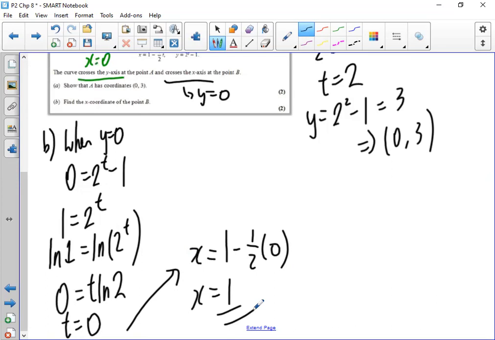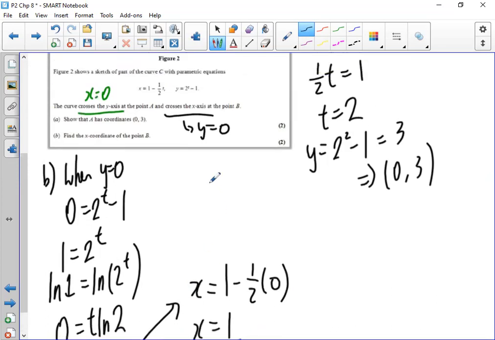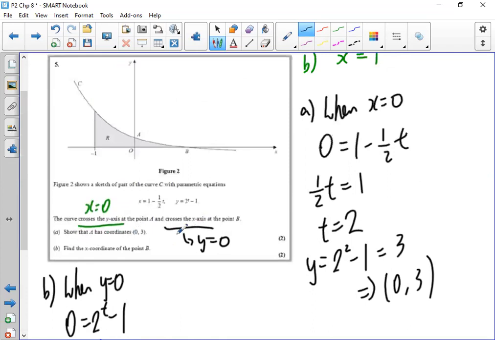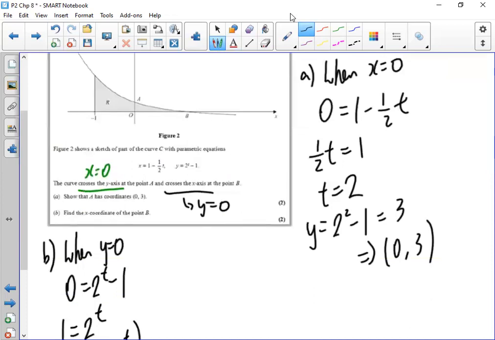If you wonder, it can't be that simple. In part C or part D, the end of the question will be asking you to find the area under the curve using integration, which we've not done yet because integrating parametrically is not something we've done. But this is where the question is leading to. All right, and that's the end of chapter 8.4. Thank you.